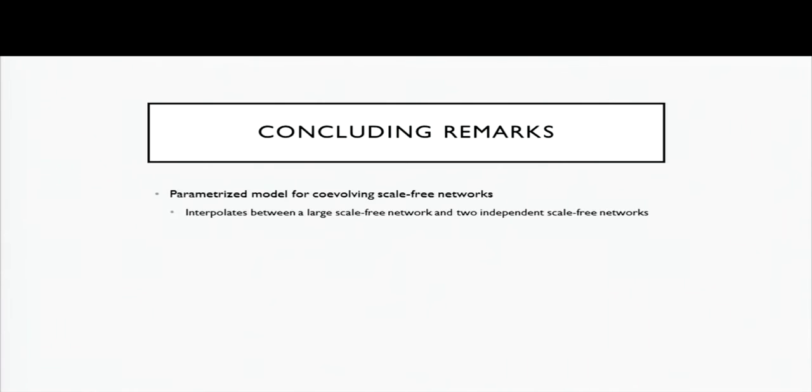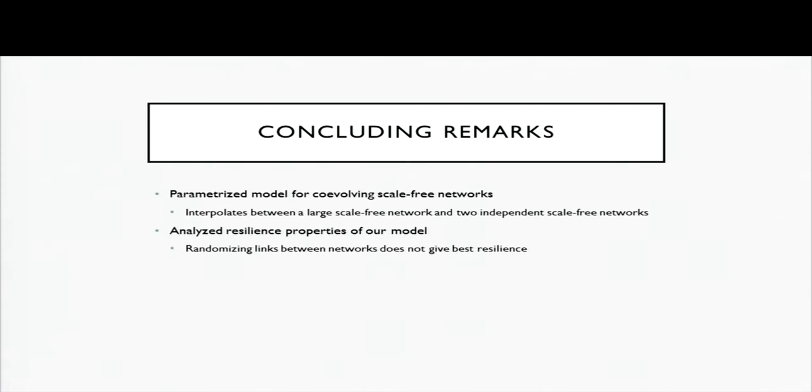So let me just conclude by saying that I gave you a parametrized model which studies co-evolving scale-free networks, and we're interpolating here between a large scale-free network and 2 independent scale-free networks. So we're getting the extremes of full correlation of growth and completely independent. And we showed that, in terms of the resilience properties of our model, randomizing the links for the networks does not give you the best resilience, but rather semi-dependent evolution leads to better resilience.